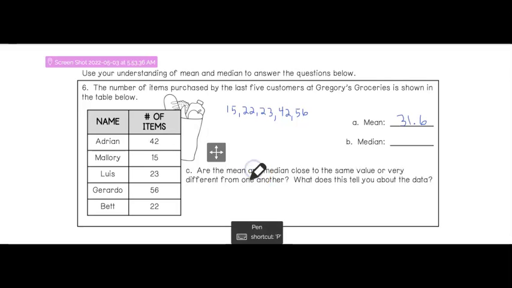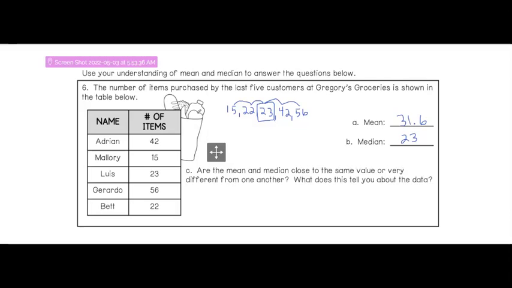All right, so we got them ordered: 15, 22, 23, 42, and 56. There's an odd amount of numbers, which makes it very easy to find our median, which is 23, because there should be 2 numbers to the left and 2 numbers to the right. So that would make this the middle number. So the median of this data set is 23.